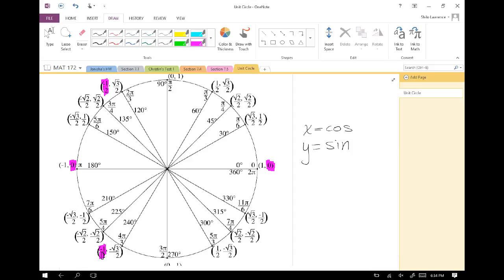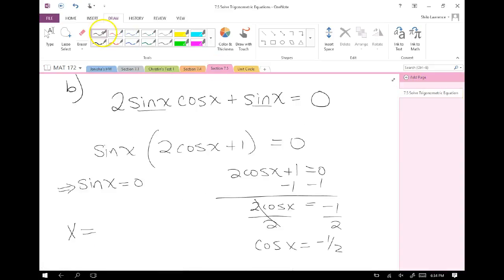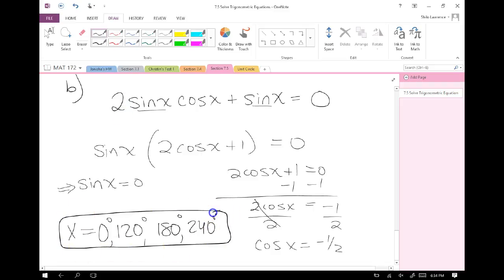And if we're doing this in degrees again, identify those angles. That's 0 degrees, 120 degrees, 180 degrees, and 240. So 0, 120, 180, 240. So again, just factoring and just GCF factoring.